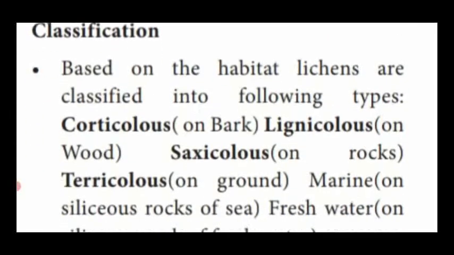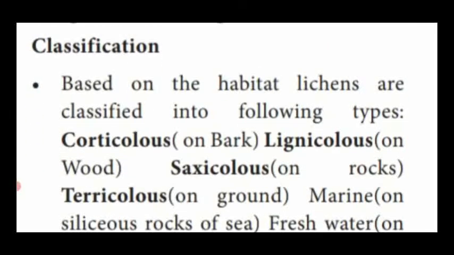Now we are going to see the classification of lichen. Dear students, based on the living place or habitat, lichens are classified into different types. The classification of lichens is a very important 5-mark question. First one, corticolous. That means lichens which live on the bark region.